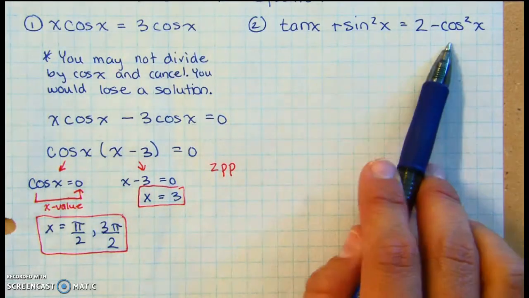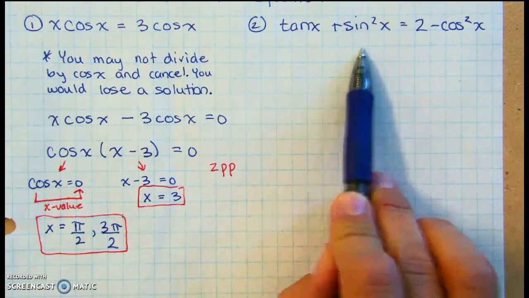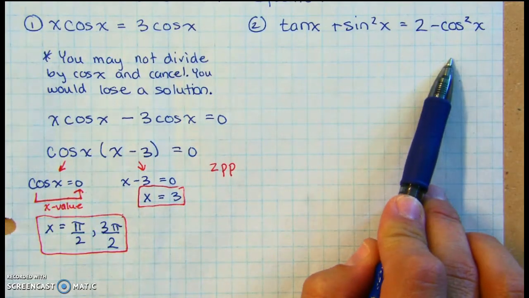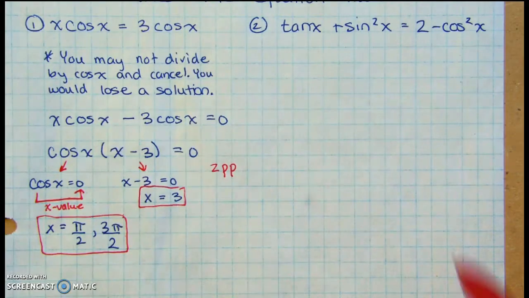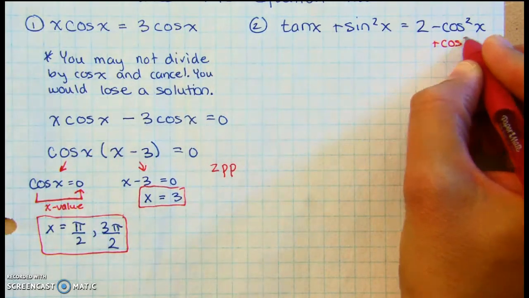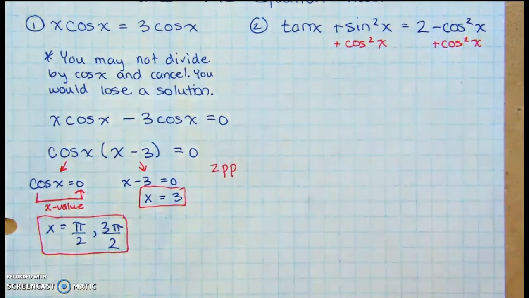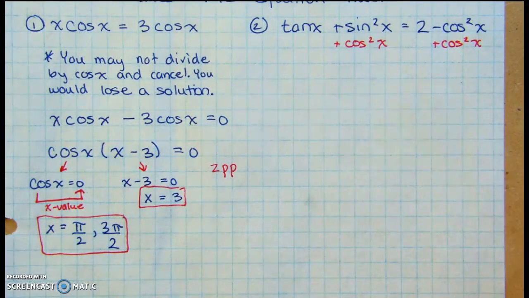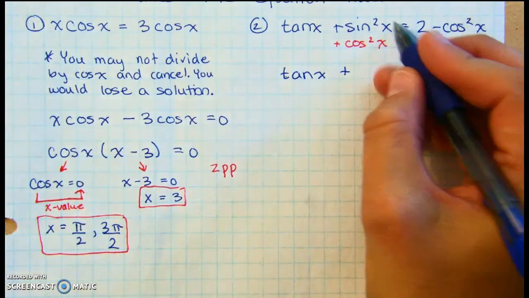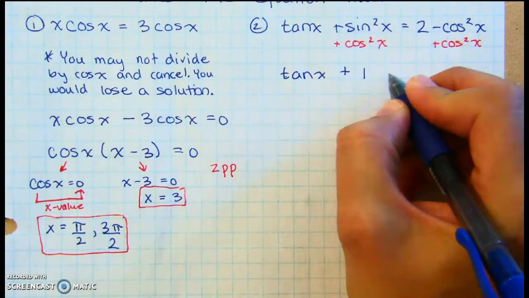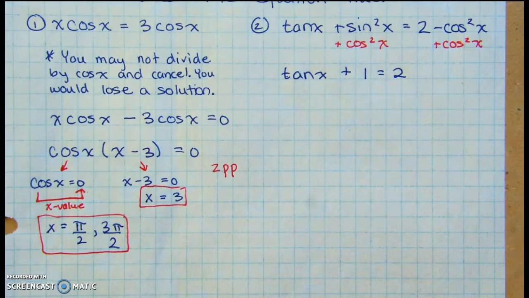It has all 3 trig functions, so the goal usually is to get it into one trig function. Do you see how this is sine squared and cosine squared? What do we know about sine squared plus cosine squared? It equals 1. So if we add this cosine squared over here, I'm not even going to rewrite sine squared plus cosine squared. I'm just going to say tangent of x plus, what does this turn into? A 1. It's kind of silly. So tangent of x plus 1 equals 2.